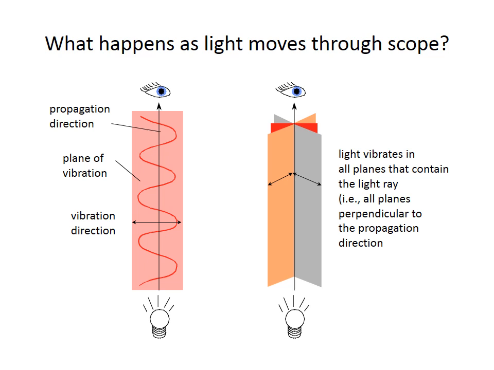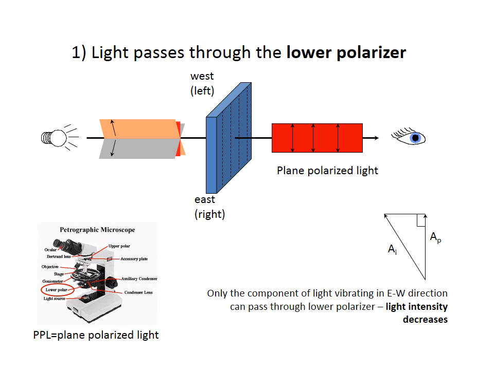So next, I want to look at what happens step by step in the polarizing microscope. First, the polarizer filters the light. All components of the light vibrating in the north-south direction are blocked, and those components vibrating east-west are permitted through. This means that the intensity of the light is diminished, and that's why polarizing sunglasses and windows reduce light intensity.